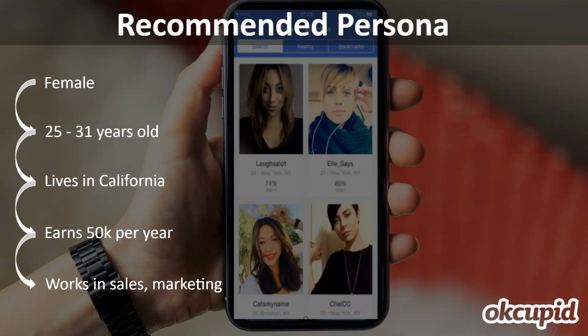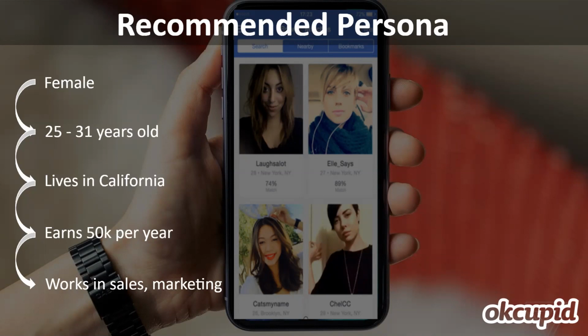So our ideal persona is female. She's in the 25 to 31 age group because we do feel like they're most likely to sign up. So if we were to hone in on an age group, that will be where we want to put our attention. She lives in California because the quality of the app completely depends on the people that are around you, and we feel like doubling down on where things are going well is an important step in growing the app.